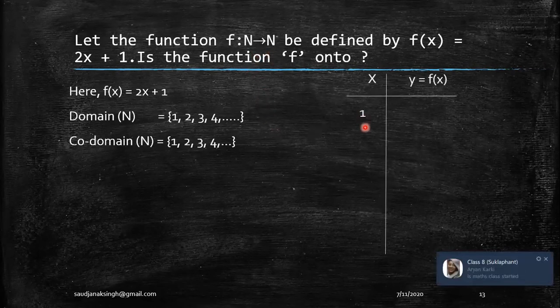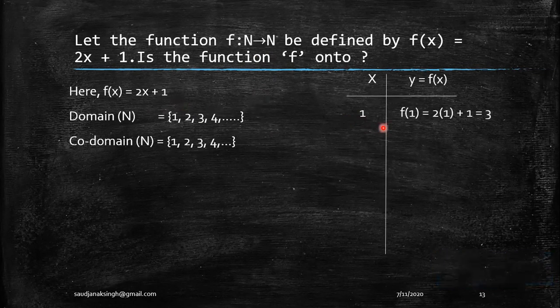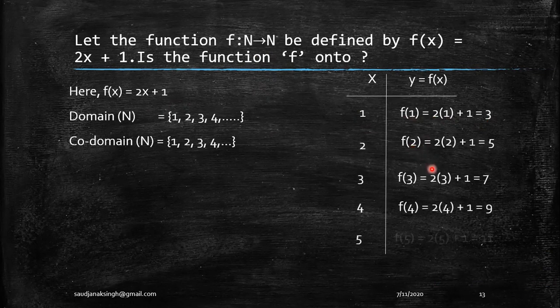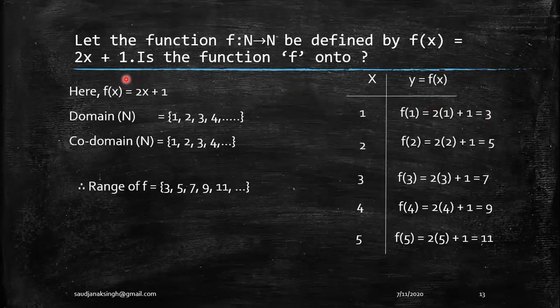Now find the functional values by applying 2x plus 1. The functional value of 1 is 3, of 2 is 5, of 3 is 7, of 4 is 9, and of 5 is 11. The range is 3, 5, 7, 9, 11. When the first input is 1, the first result is 3. 2x plus 1 always gives ascending order, smaller to bigger numbers.